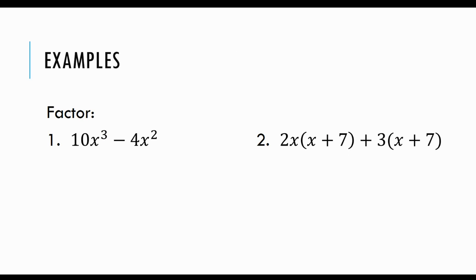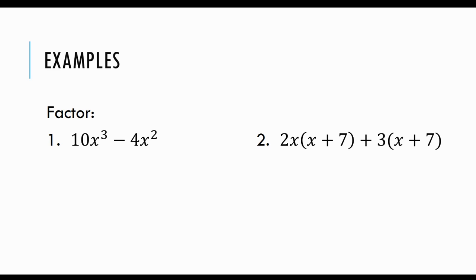Here I want to factor 10x to the third minus 4x squared, and 2x times the quantity x plus 7 plus 3 times the quantity x plus 7. So once again, our very first thought should be, I want to look for a greatest common factor. So in the first one, I see I've got some numbers. I want to find out what's the biggest number that 10 and 4 have in common.